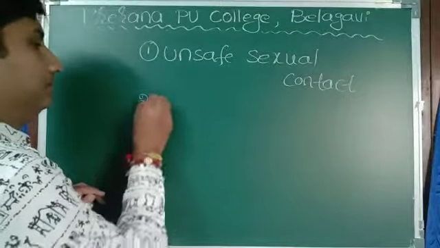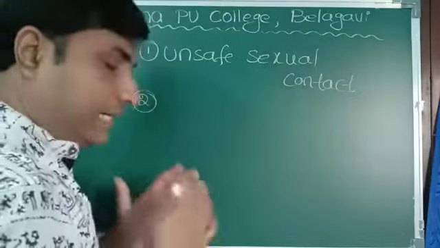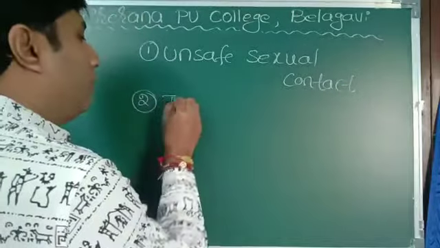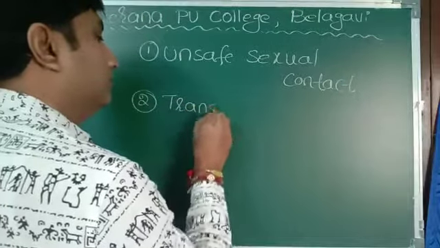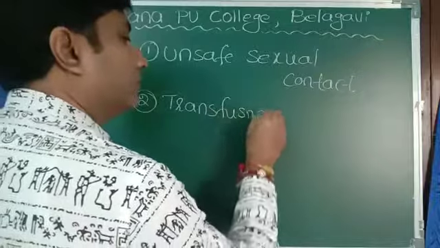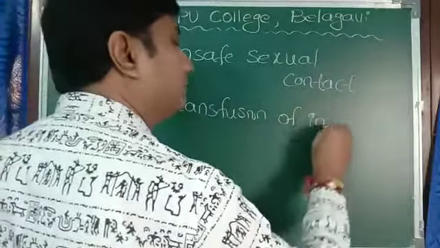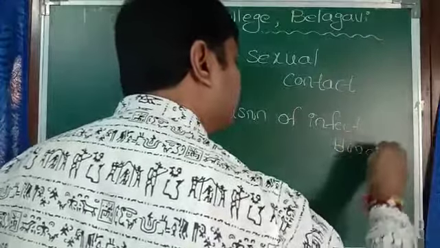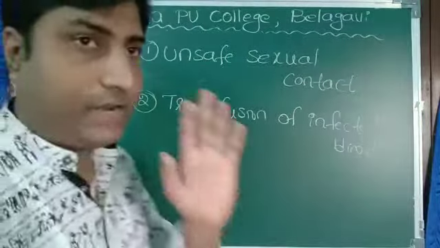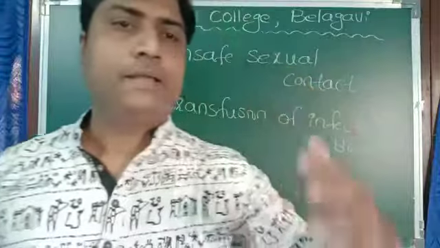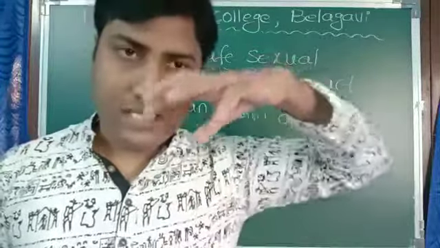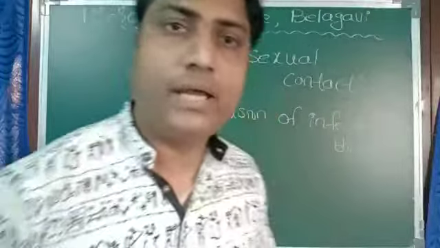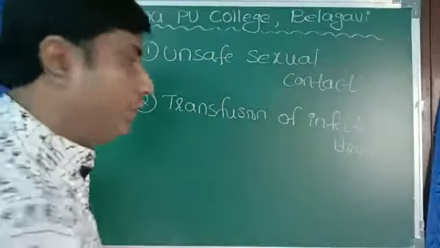Second one, it gets transmitted from one person to another person by the transfusion of infected blood. Suppose a person is suffering from AIDS, and if his or her blood is given to a healthy person, automatically the HIV will get transmitted to the body of the other person.